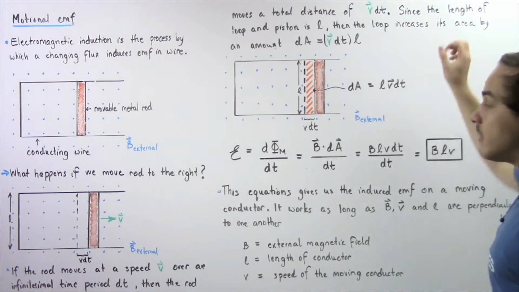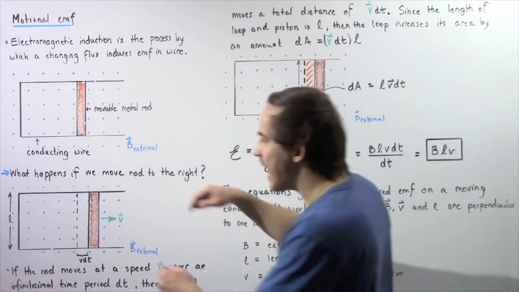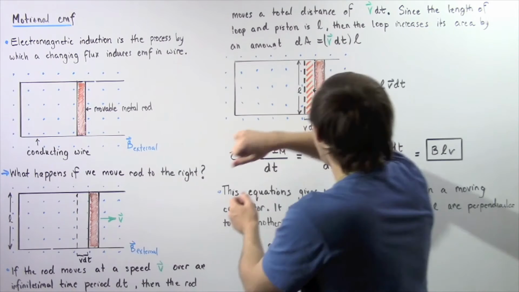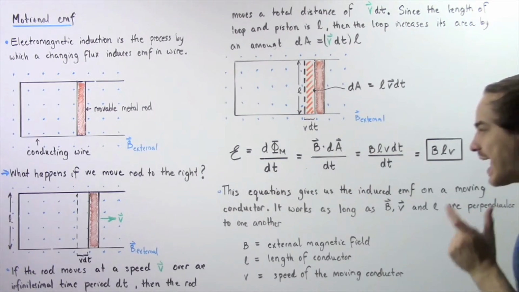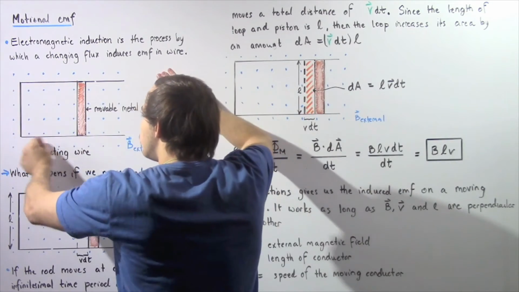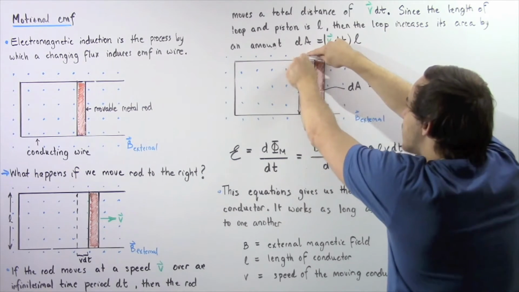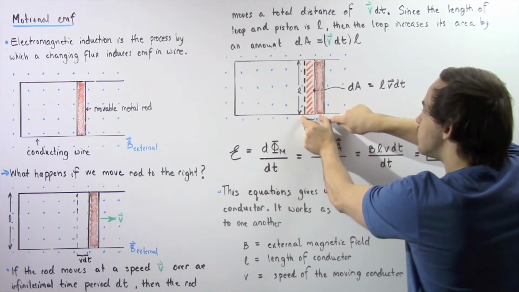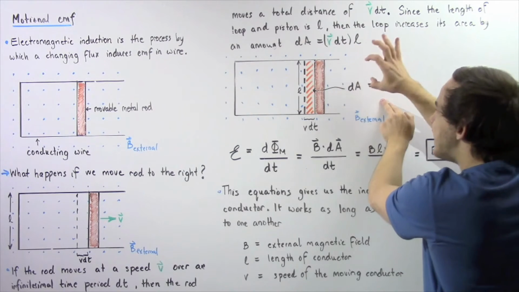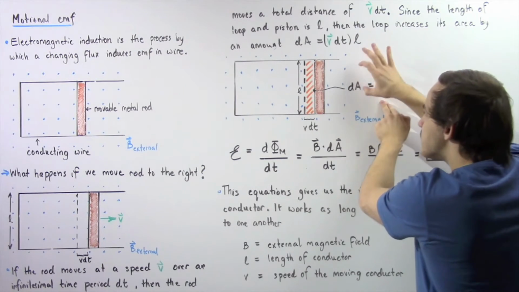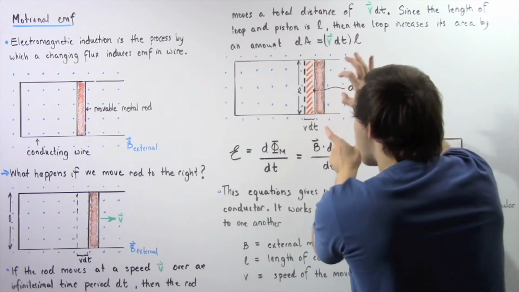Now, since the length of the loop and the length of our movable metal rod is equal to L, this distance is L and this distance is L, that implies the change in area of this initial loop of wire is given by the following orange region. So we take the height given by L multiplied by the width given by v times dt, and that gives us our infinitely small change in area that takes place as a result of our moving conducting metal rod.